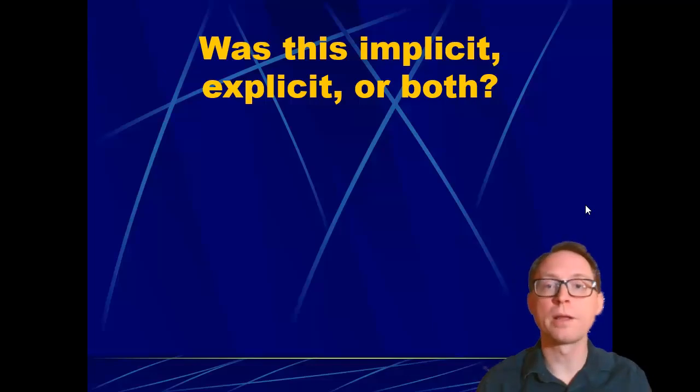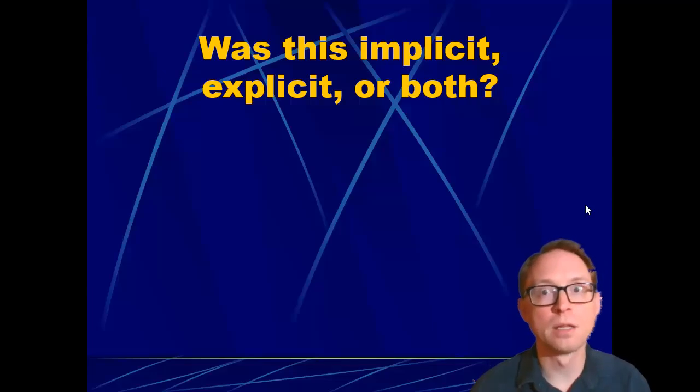So the implicit part is when the mom is saying, oh, you wouldn't know if I was alive or dead because I never talked to you. There's no explicit request to call her, but it's pretty implied. And then at the end, she does explicitly say, give me a call.